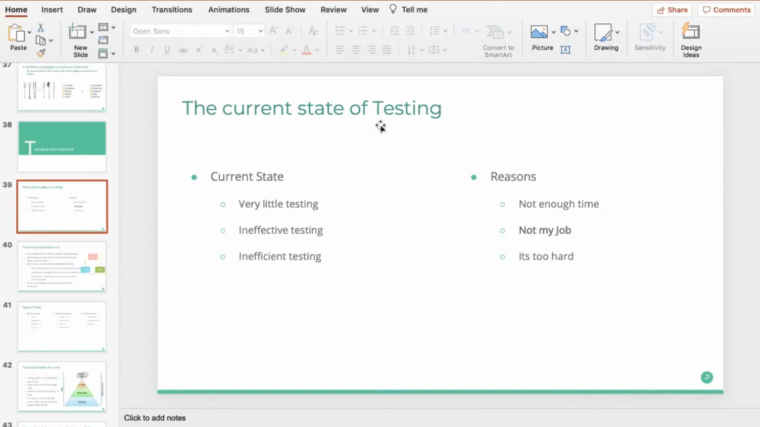And the reasons could be that people say, I've not been given enough time to write my test cases. Some people say, it's not my job, it's more of the tester's job to do the testing. Or sometimes you say it's too hard to write the test cases. So the reasons could be any of these, or maybe some other. These are just to name a few.